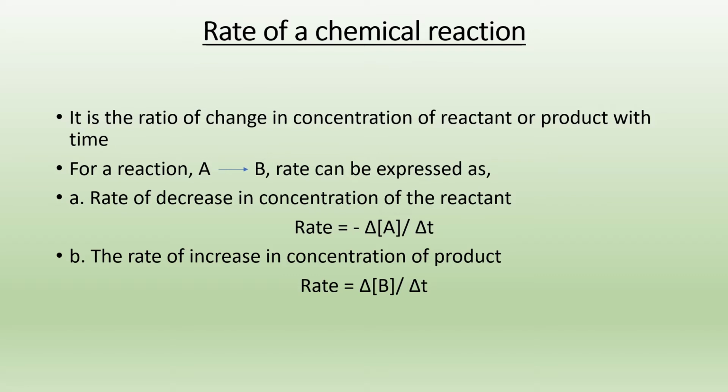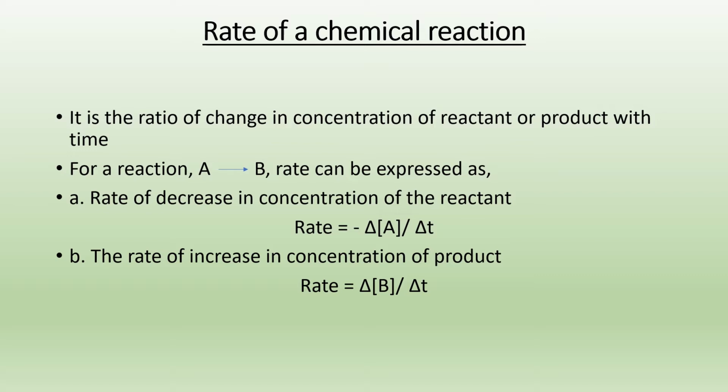We can define the rate of a chemical reaction as the ratio of change in concentration of reactant or product with time. So we can say it is the ratio of change in concentration of either the reactant or the product with time. So for a general reaction of the type A giving B, we can express the rate of reaction in two ways, either in terms of reactant or in terms of product.